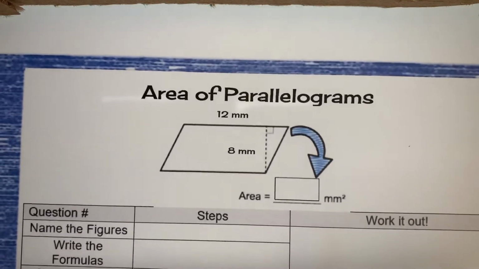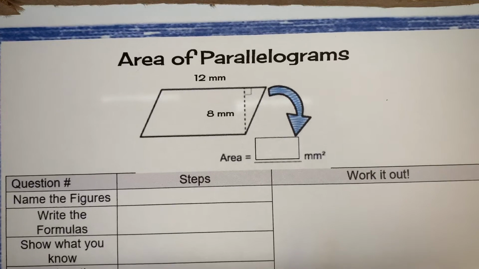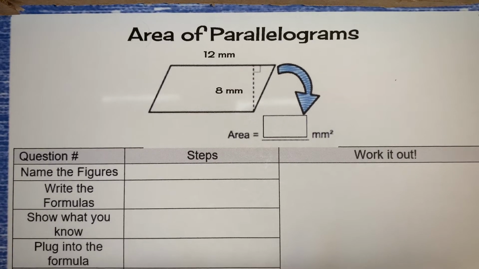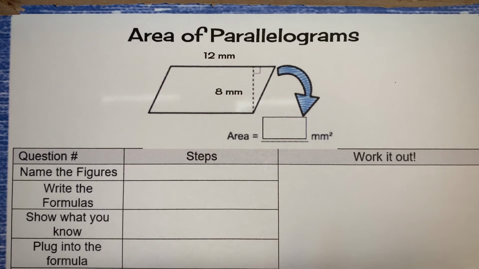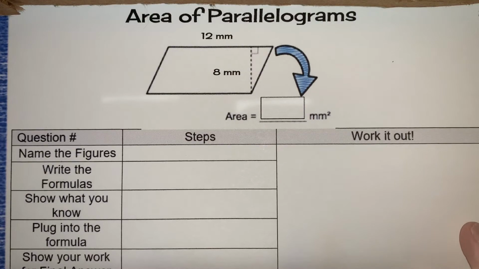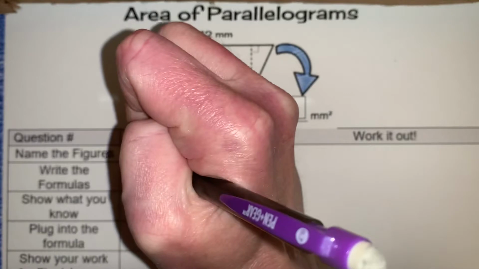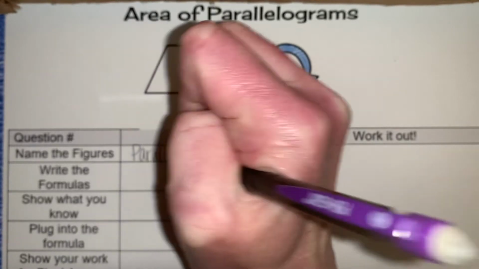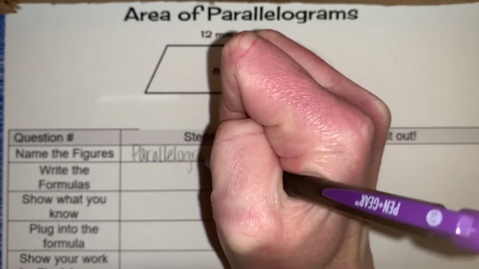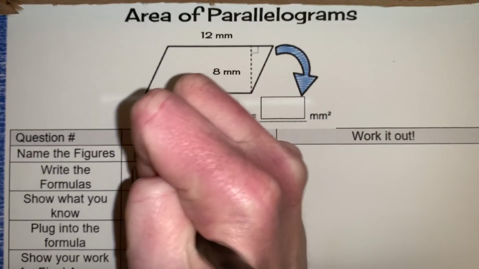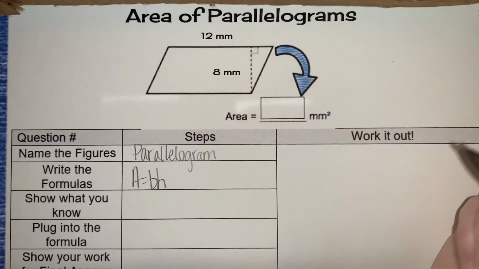Okay, so that's rectangles. Now let's look at parallelograms. A parallelogram is a rectangle that is tilted. It's leaning. The formula for a parallelogram is the exact same as the formula of a rectangle. So when I say name the figure, I'm going to put parallelogram. The formula, A equals BH.